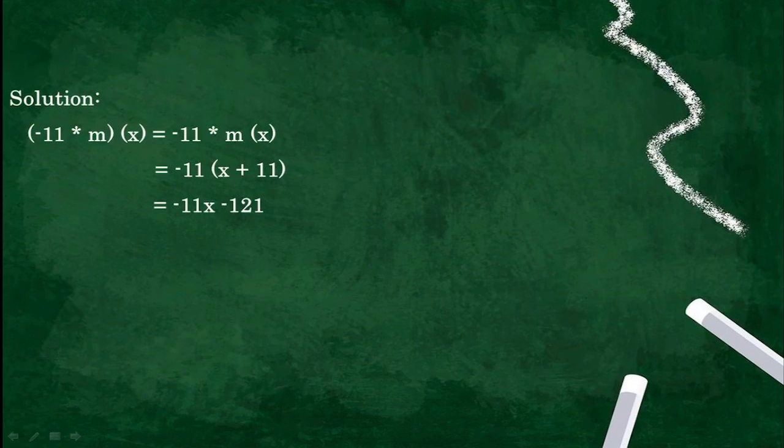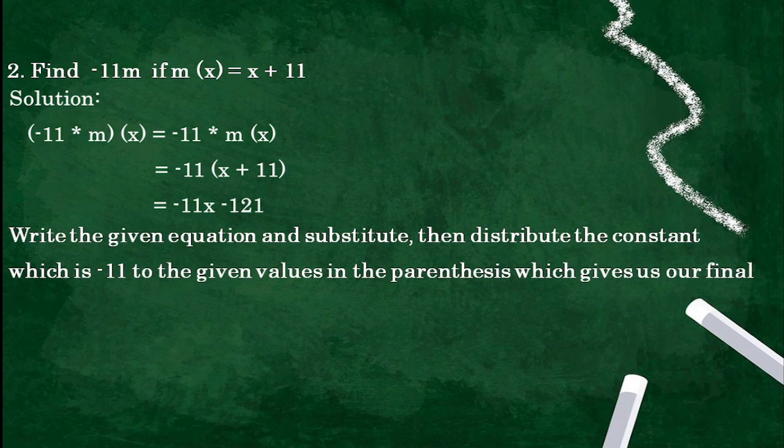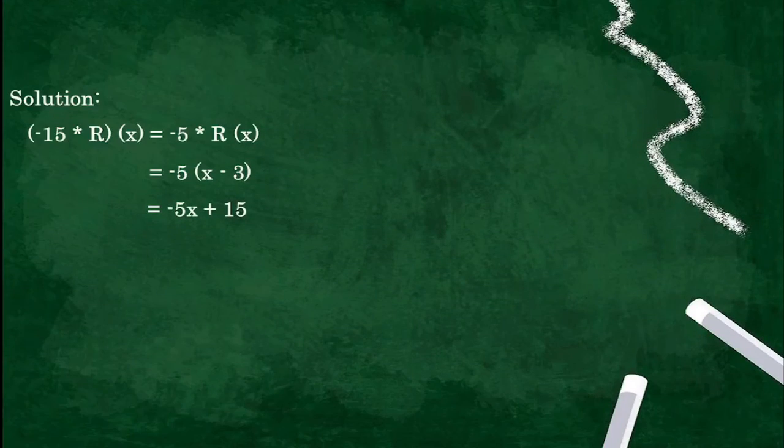Number 2. Find negative 11m if m of x equals x plus 11. Write the given equation and substitute. Then distribute the constant, which is negative 11, to the given values in the parentheses, which gives us our final answer, negative 11x minus 121.